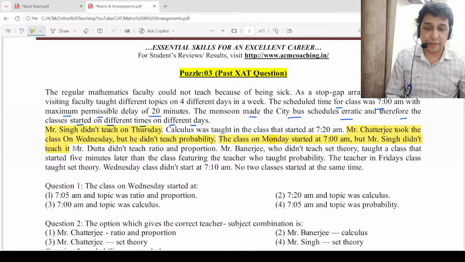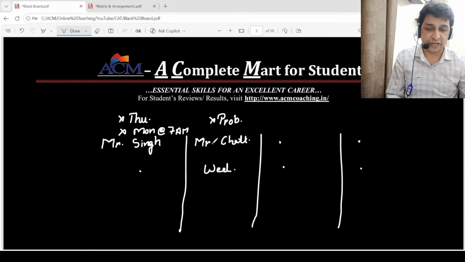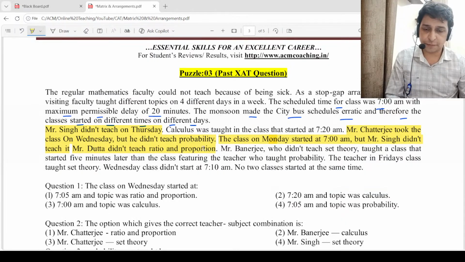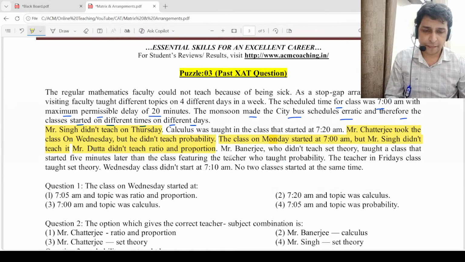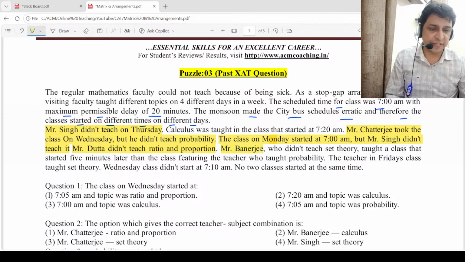The next information, we have Mr. Datta, the next faculty name, did not teach ratio and proportion. So we can write his name also now. Mr. Datta. Now he did not teach ratio and proportion. So ratio and proportion he did not teach. We can put a cross just above his head. And the last name we got Mr. Banerjee, who did not teach set theory.